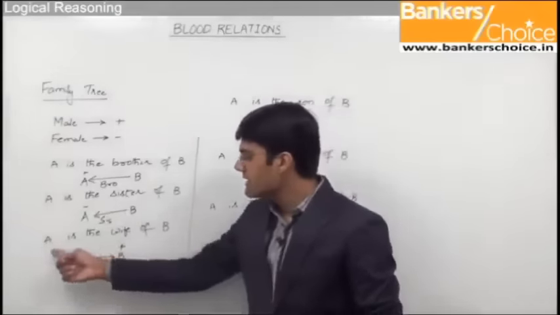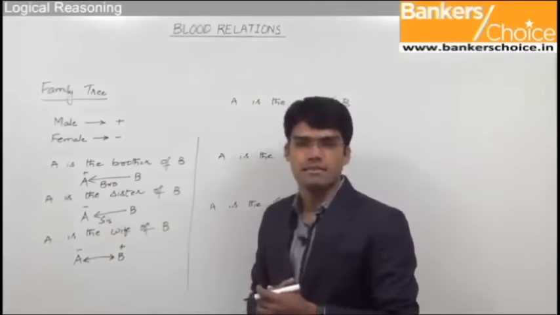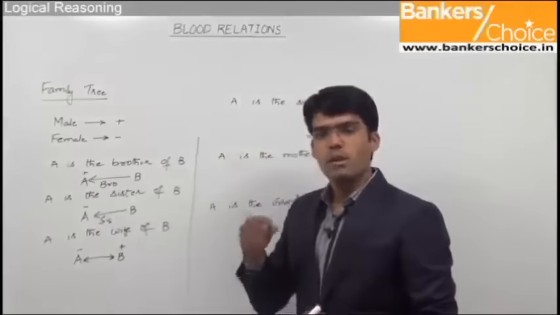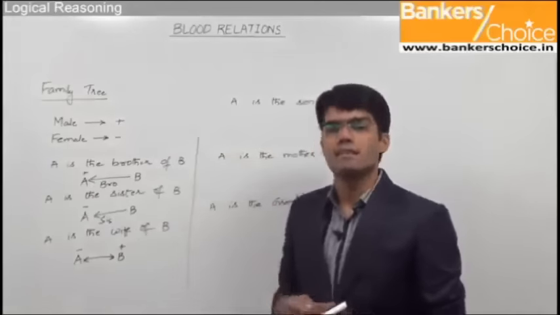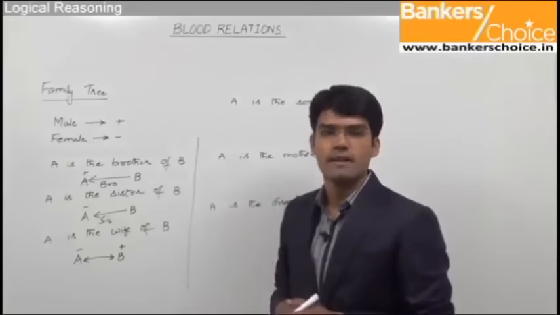And even in the last case, that is A is the wife of B, these two persons are of the same generation. So they always should be represented on the same line. But once we get to know that there is a generation gap between the two given persons, we try to represent them on different levels.